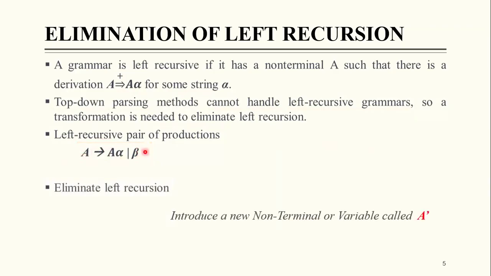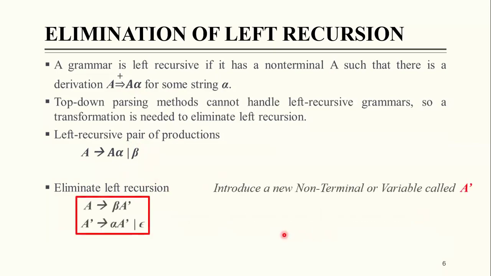So here we need to eliminate the left recursion. Why? Because the top-down parsing methods cannot handle left recursive grammars. So we need to eliminate the left recursion for the given input production. To eliminate this left recursion, we need to introduce a new non-terminal or variable called A dash. Then the production will be rewritten as A derives beta A dash, and A dash derives alpha A dash or epsilon.